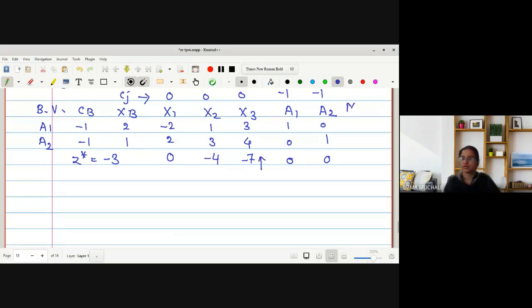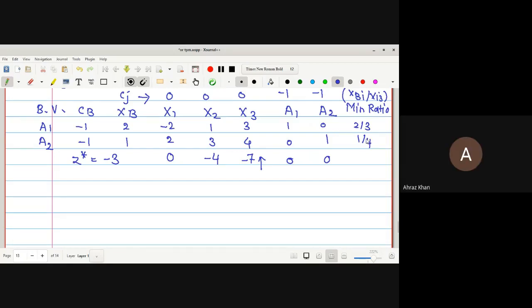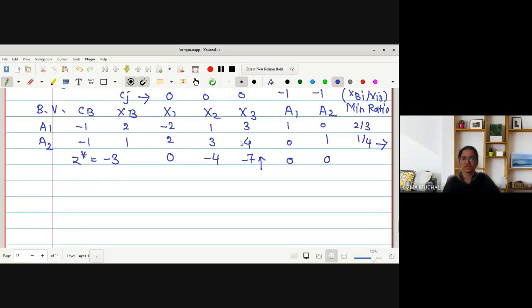Now let me calculate the minimum ratio. What's the formula? XBi upon Xi3, the XB column upon this column. Both the entries in this X3 column are positive. Therefore, let us calculate both the ratios. First ratio is 2/3. Second is 1/4. Which one is minimum? 1/4. Therefore, this is my pivot.